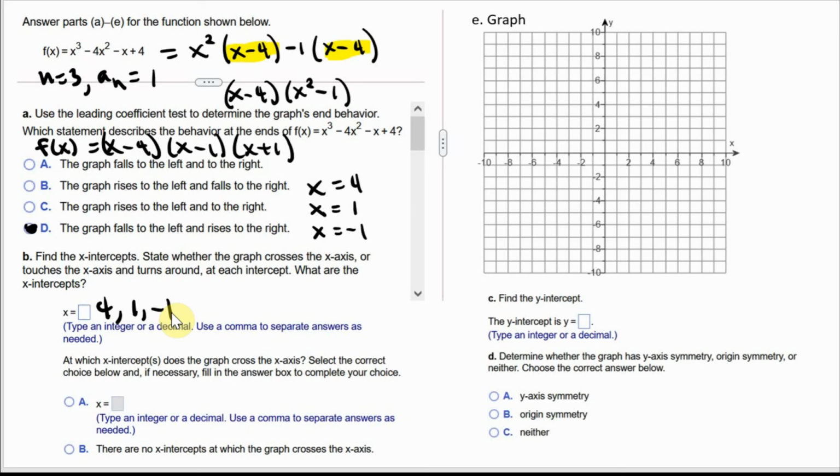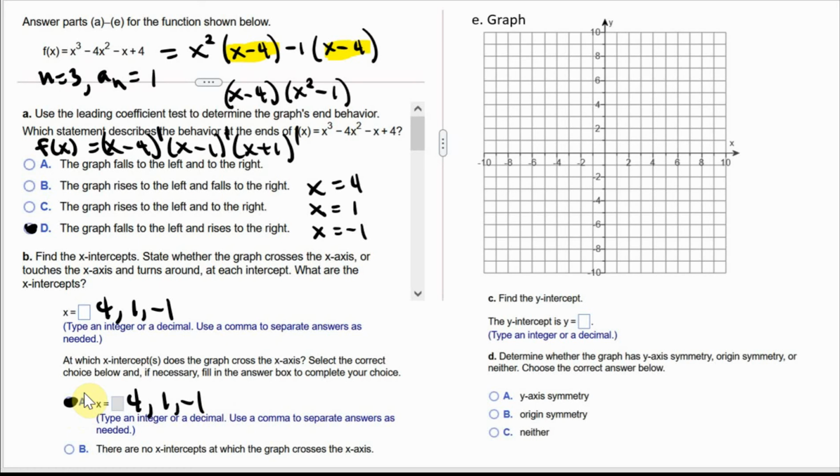All right. Now notice that all these powers have power of 1. So that means that at each of these x-intercepts, the graph crosses the x-axis. So at which x-intercepts does the graph cross the x-axis? Select the choice below. Well, it's going to do it for all of them. So you're going to say 4, comma 1, comma negative 1. It's going to be this answer.